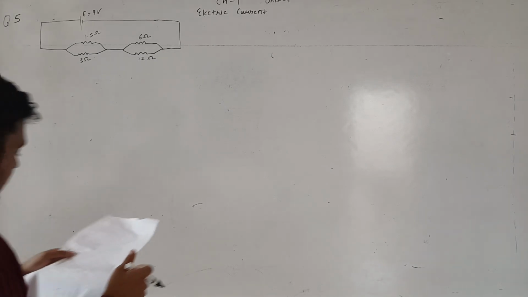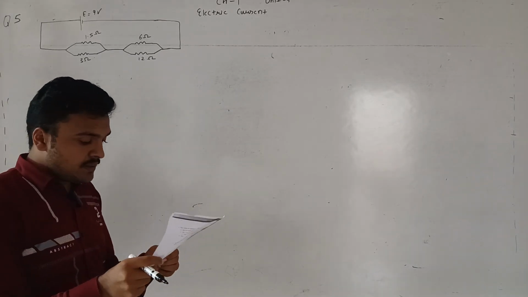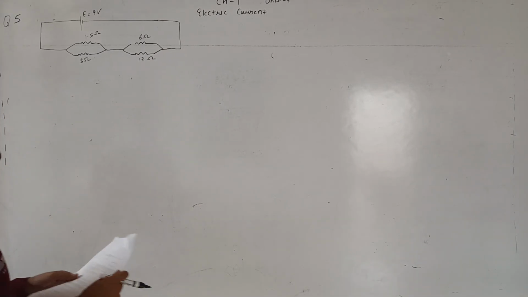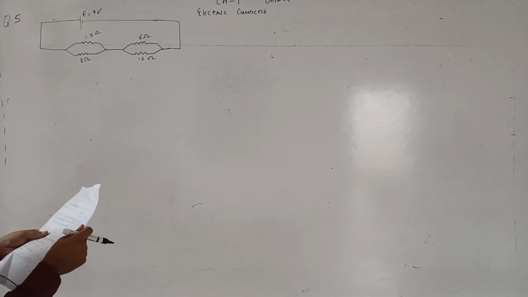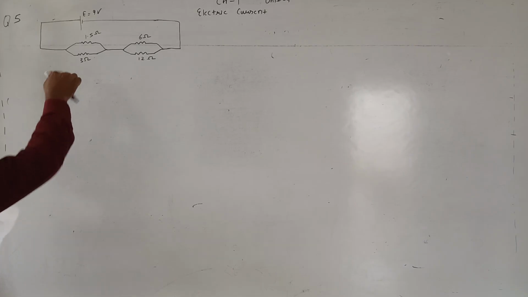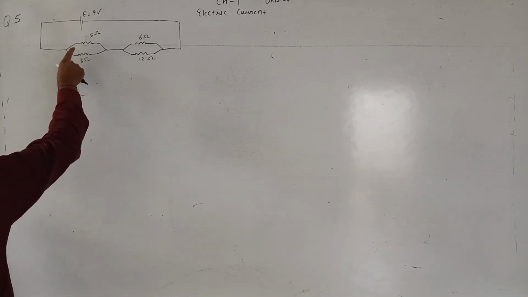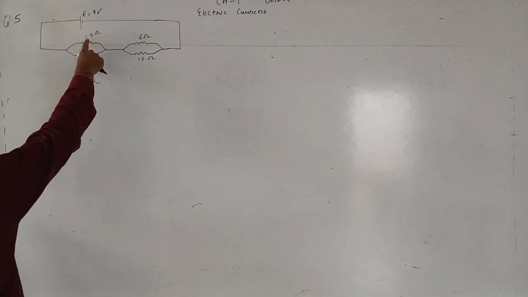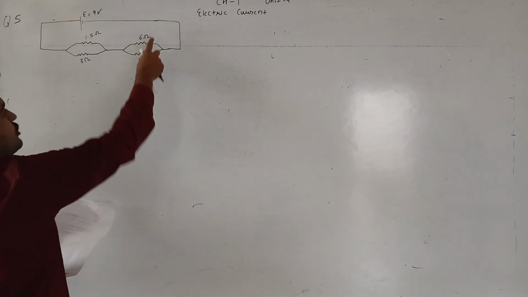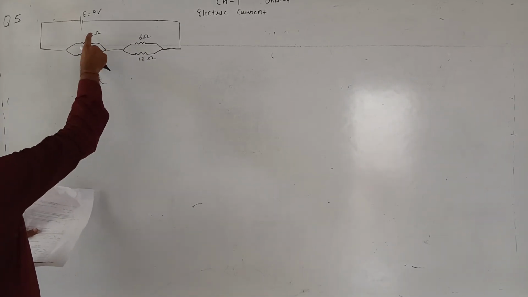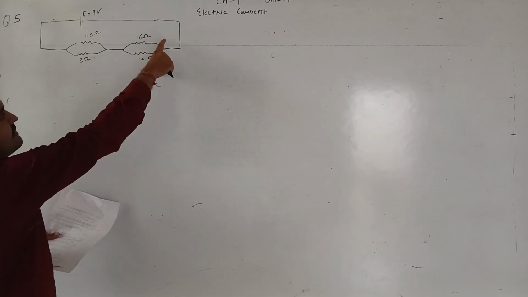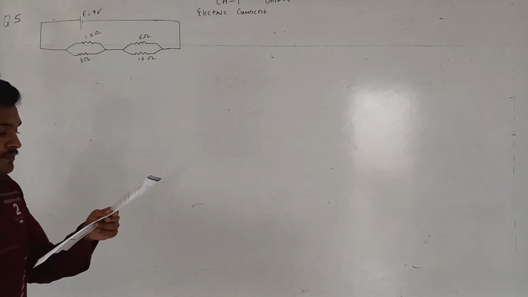Next is question number 5. You may take the screenshot of the questions from part 1 of the video on electric current numericals. So question 5. In the circuit given below, EMF is 9 volt and there are two parallel resistances 1.5 and 3 ohm and two parallel resistances 6 and 12 ohm, and this combination is in series with the other combination.